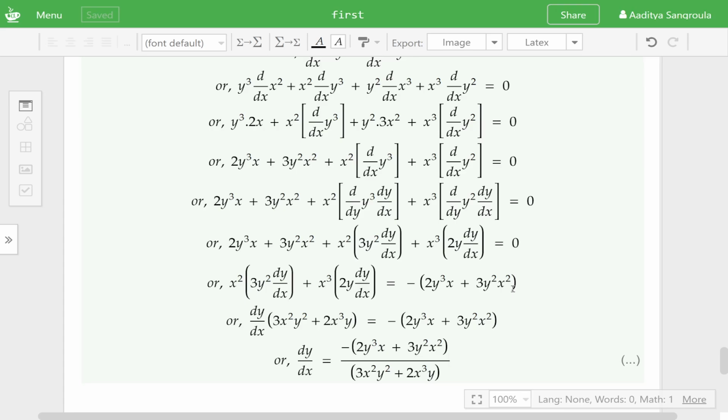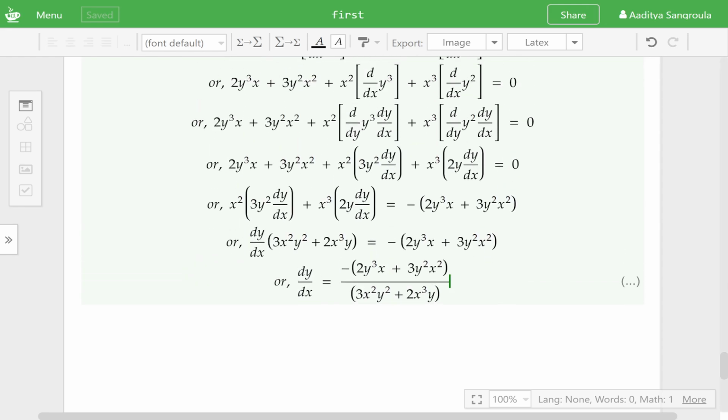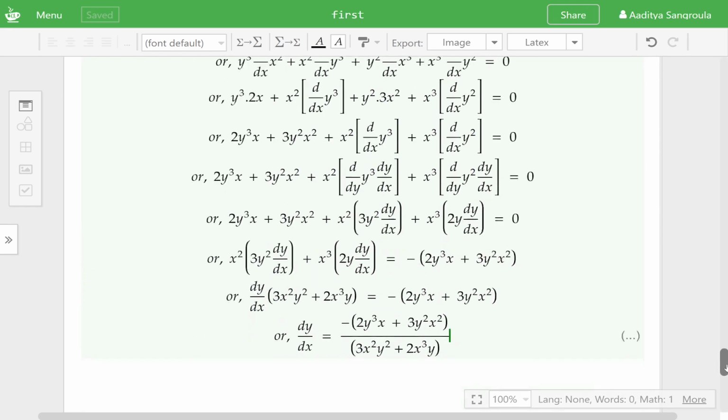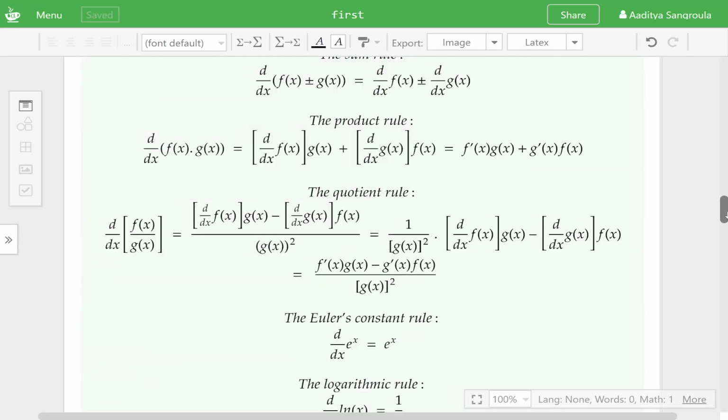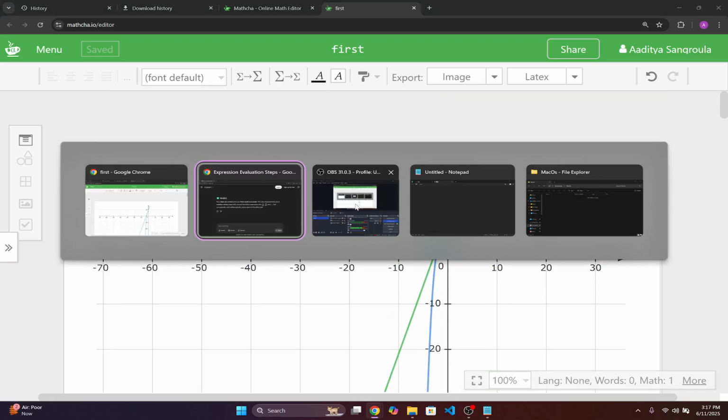And yeah, you can leave this as it is, or you can take xy common from here and x squared y common from here, but that would not make much difference, so you can leave it as it is here. And this is what we have done till now.